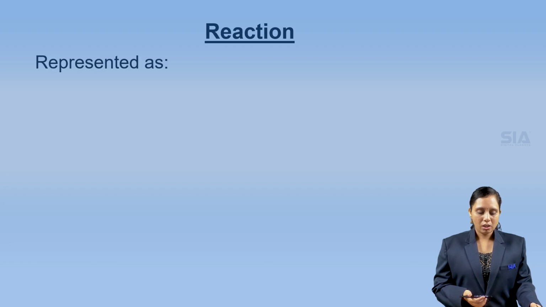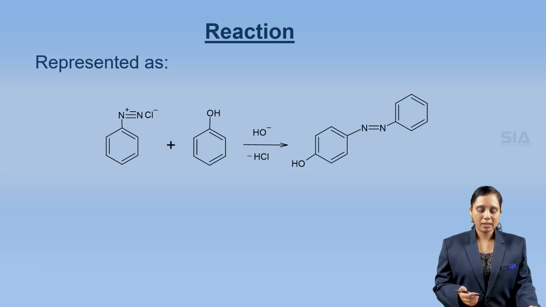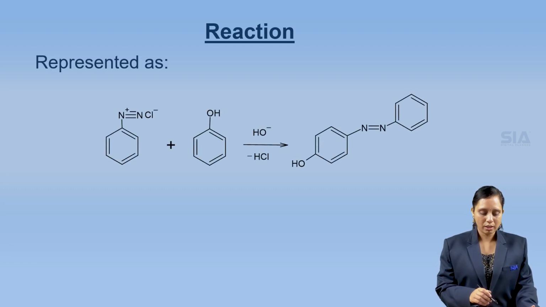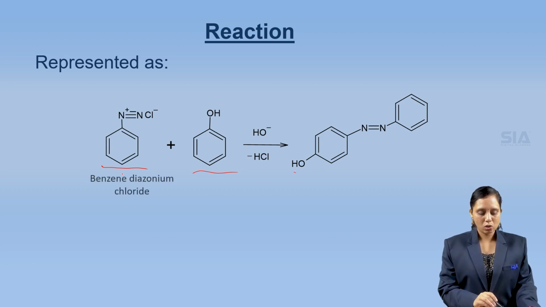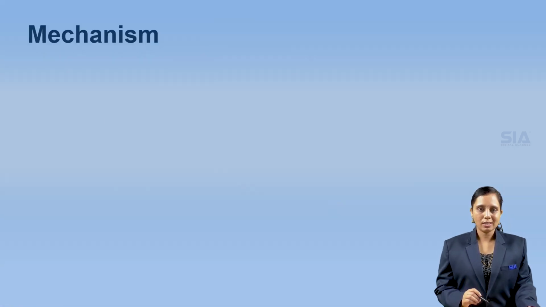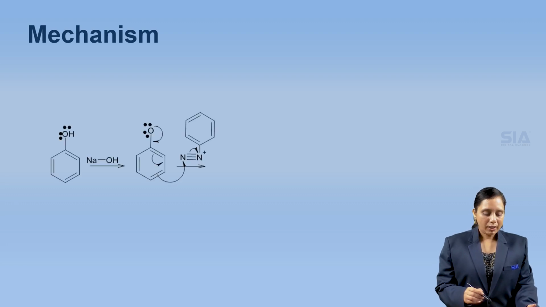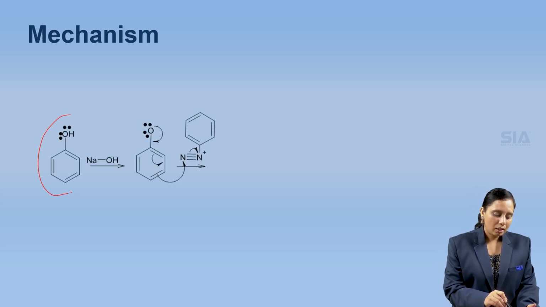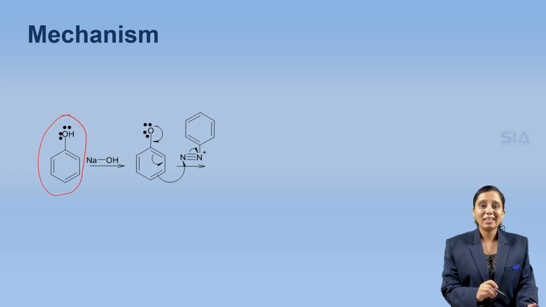Now the reaction is represented like this. Here we have shown the reaction between benzene diazonium chloride and phenol. The compound formed here is parahydroxyazobenzene. Now the mechanism of this reaction: first, phenol undergoes this reaction in the presence of a base.